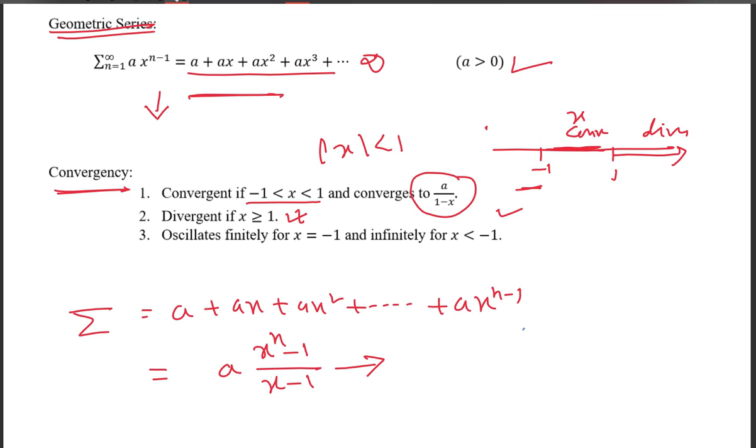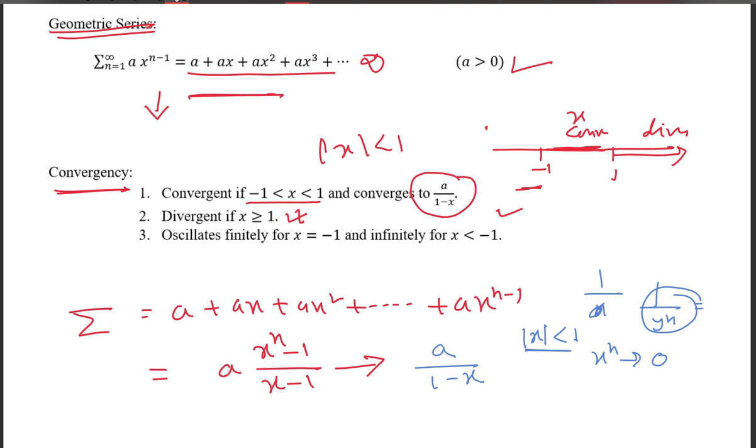If it is converging, let me see. If mod x is less than 1, that means the values are in between -1 and 1, not including -1 and 1, then it will be of the form 1 by y to the power n, where y is some value. So in that case x to the power n tends to 0. For mod x less than 1, we will have x to the power n tends to 0. In that case, the limit tends to a by 1 minus x.